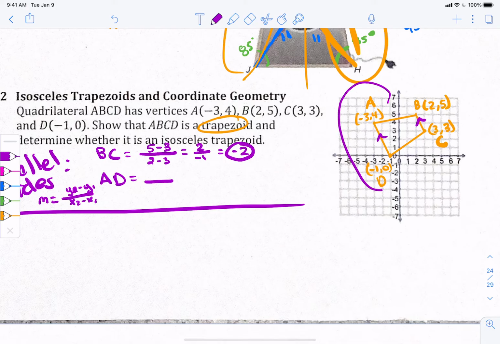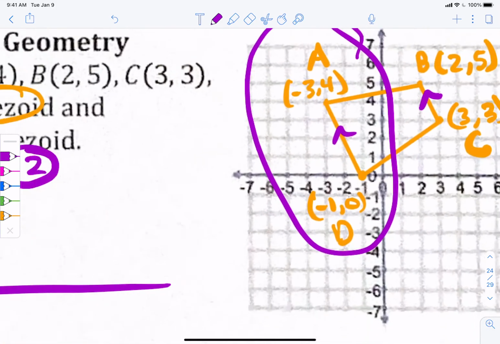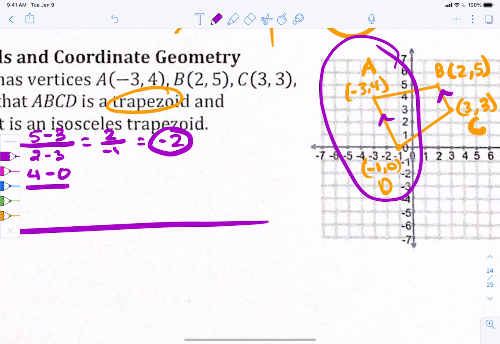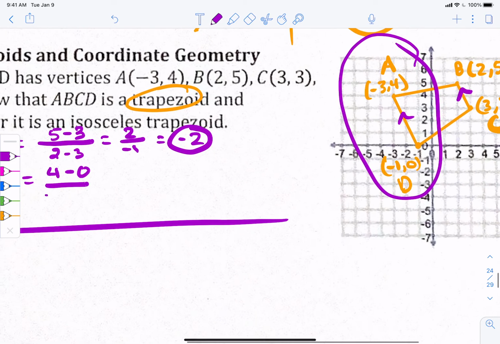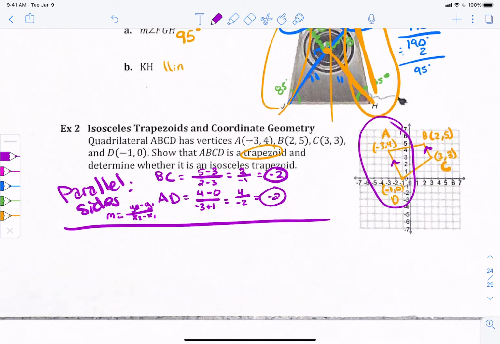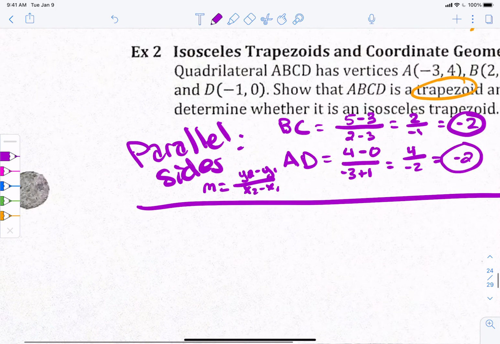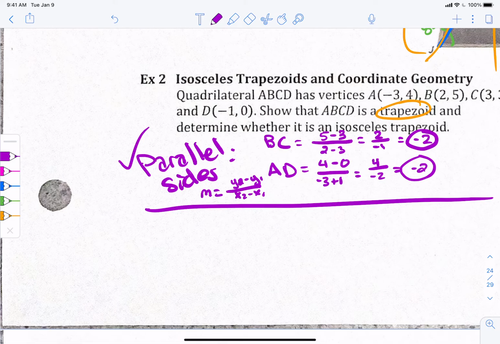AD, these guys right here. 4 minus 0 over -3 plus 1, which is 4 over -2, which is -2. What's that mean? They're parallel, so this is a trapezoid. It's a trapezoid.